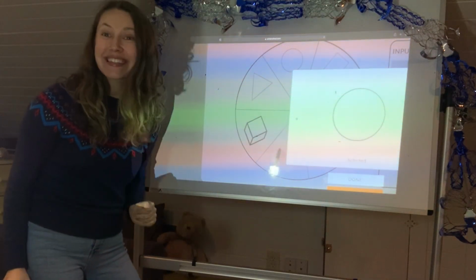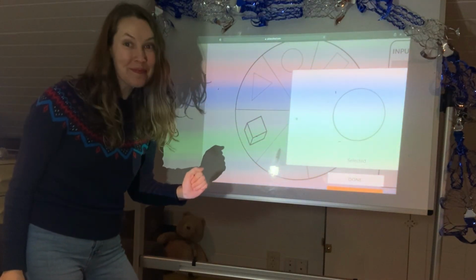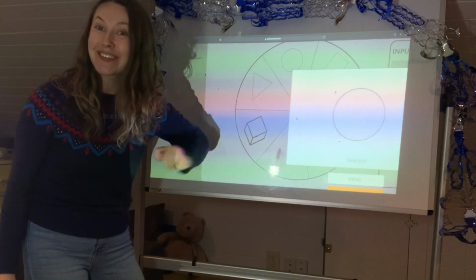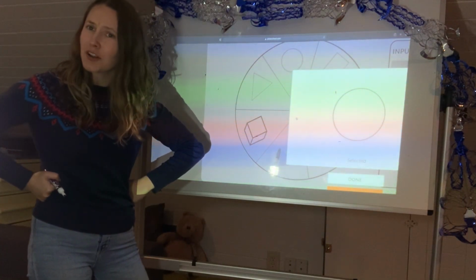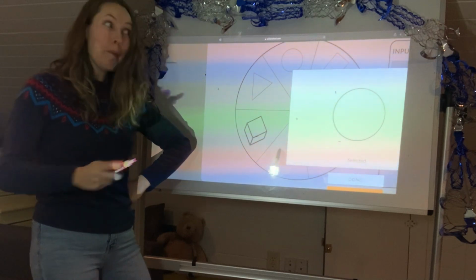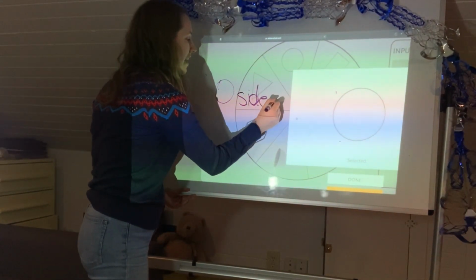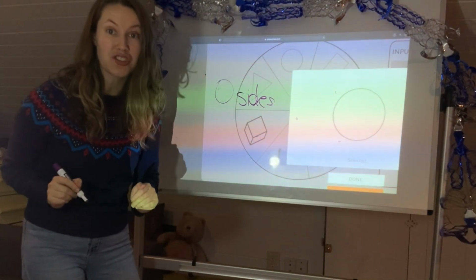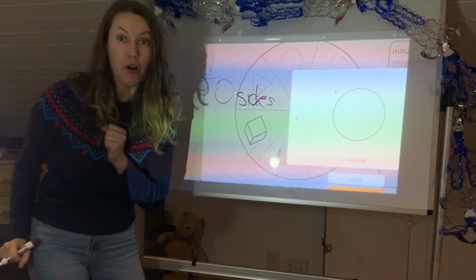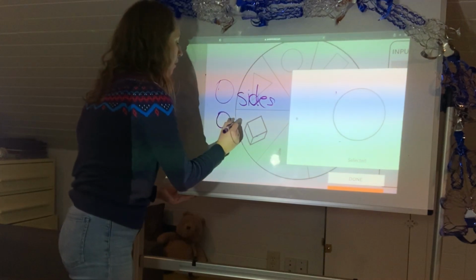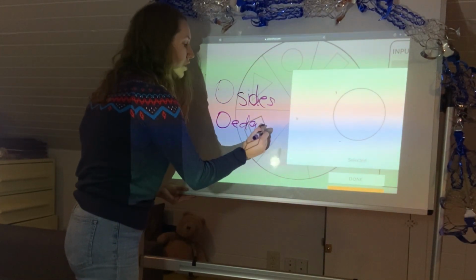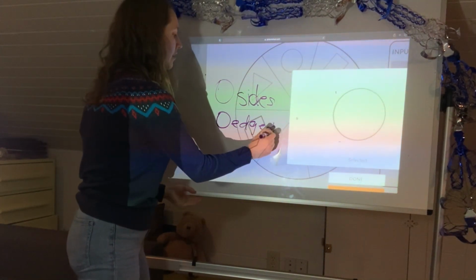All right, what is this shape? That's right, this is a circle. Now, how many sides does a circle have? It has 0. That's right, 0 sides. Very good. There are no straight lines on this shape, which means there are 0 sides and 0 edges because, again, there's nothing pointy on this shape.